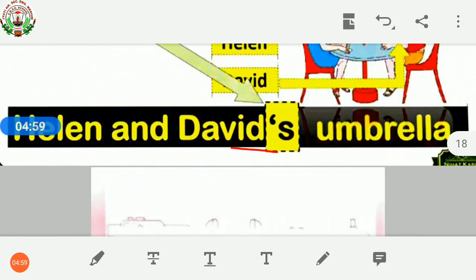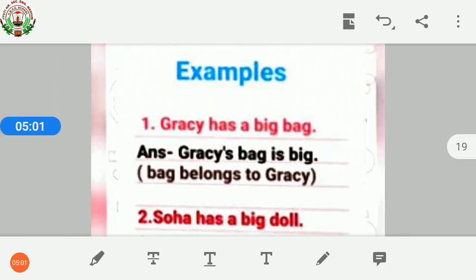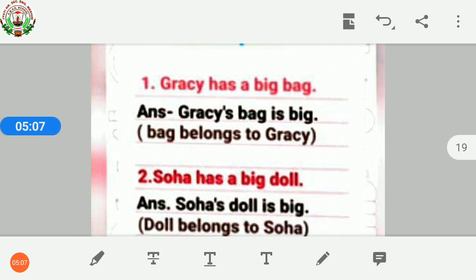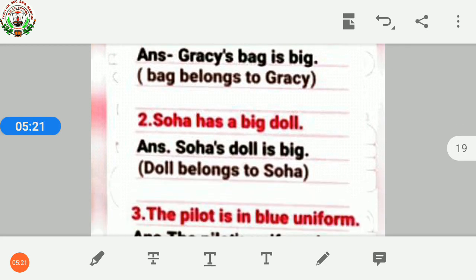So children, some more examples are here, of the use of apostrophe S in showing the ownership or possession of noun. First one, Gracie has a big bag. So how to use apostrophe S here? Gracie's bag is big. So apostrophe S has been added after Gracie to show that the bag belongs to Gracie.